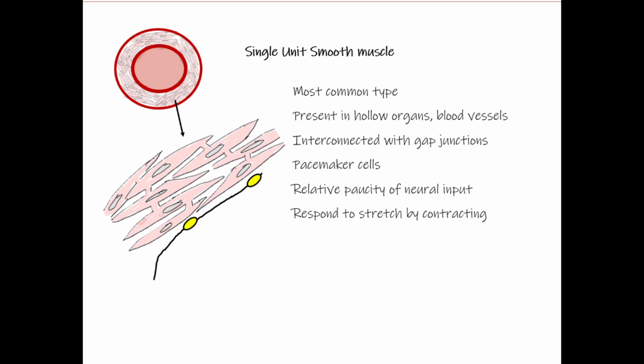Single unit smooth muscle is unique in that if we stretch it, it will respond by contracting. This is actual force that's created in the muscle in response to stretch. This is not just simply an elastic recoil. Single unit smooth muscle also has a unique characteristic that it always seems to maintain some degree of resting tone, or resting contraction.